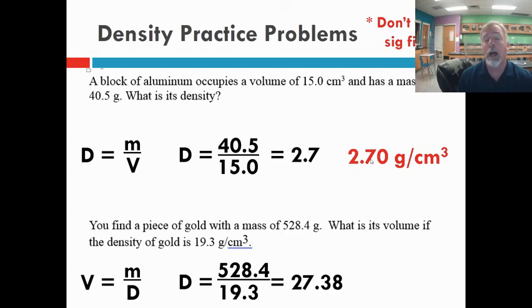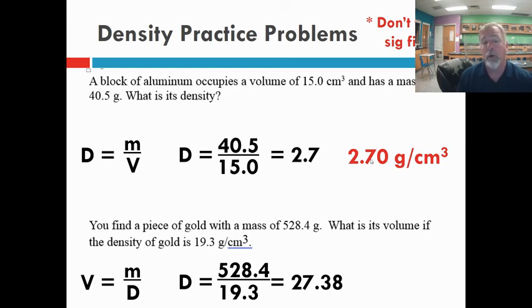But we're only allowed 3 sig figs. Right, the 19.3 grams per cubic centimeter, that measurement only had 3 sig figs. So our answer is only allowed to have 3 sig figs. So if you look at that, 27.3, there's our 3 sig figs. The 8 after that tells you to round up. So we're going to come up with an answer of 27.4.